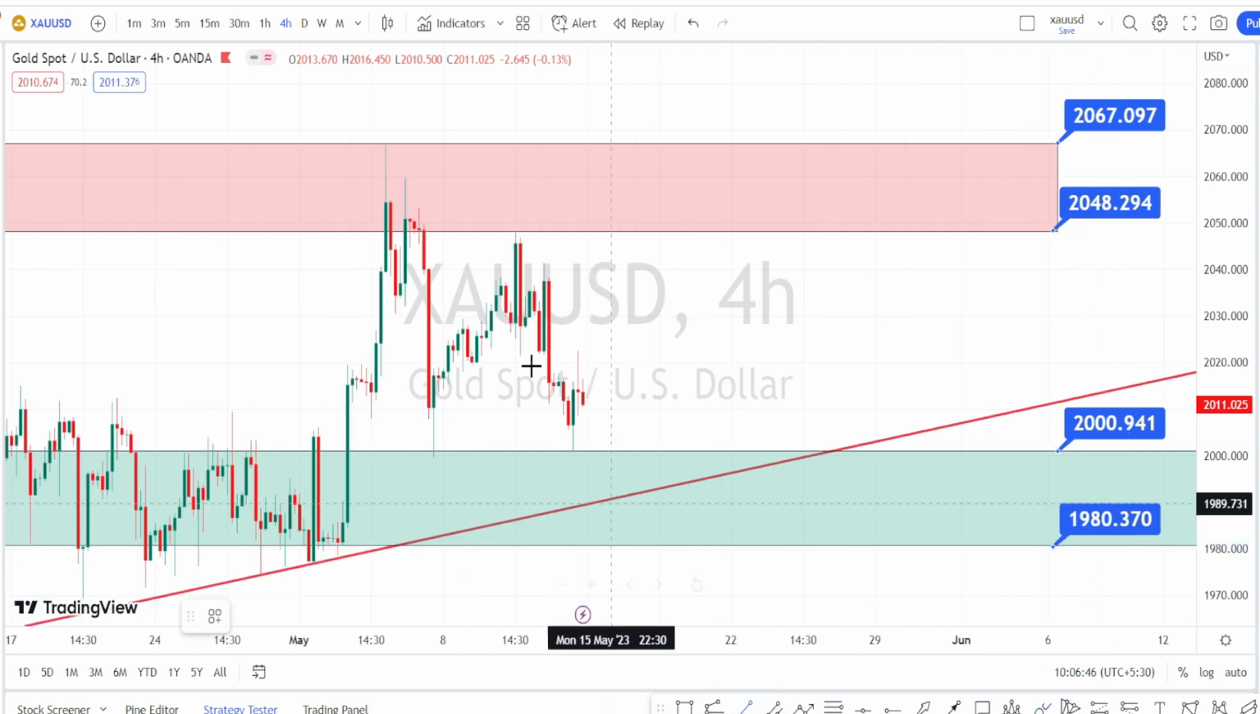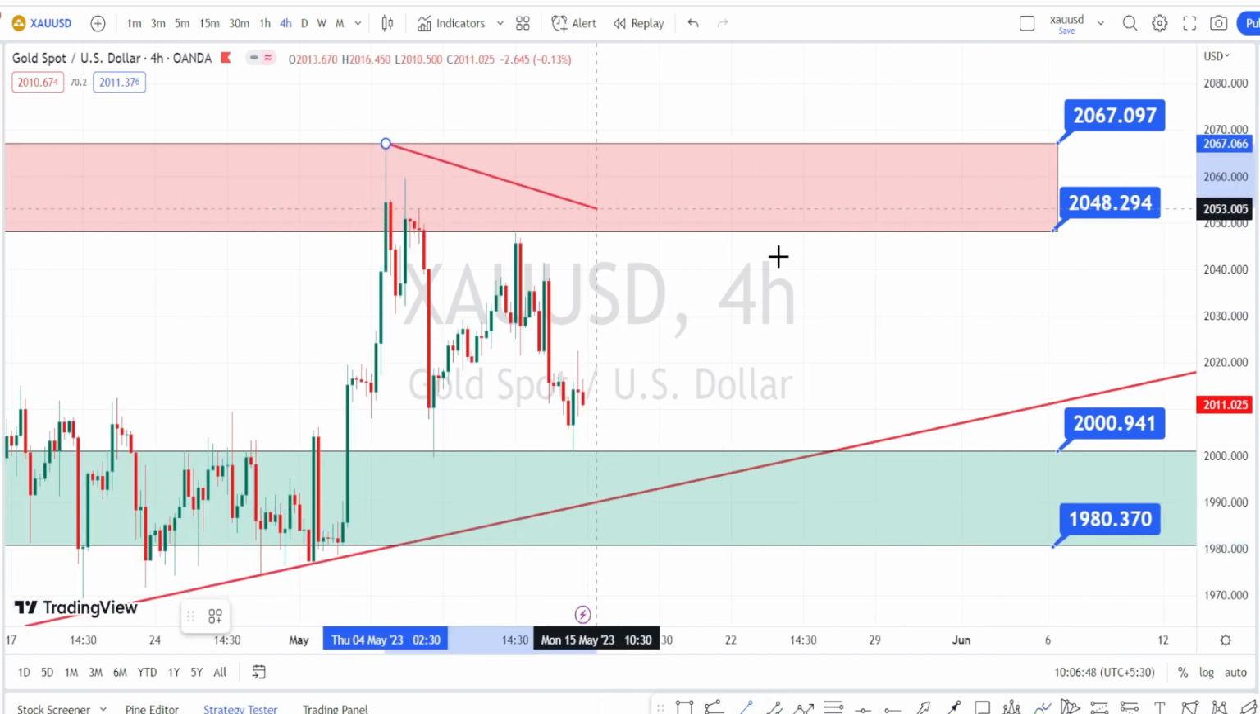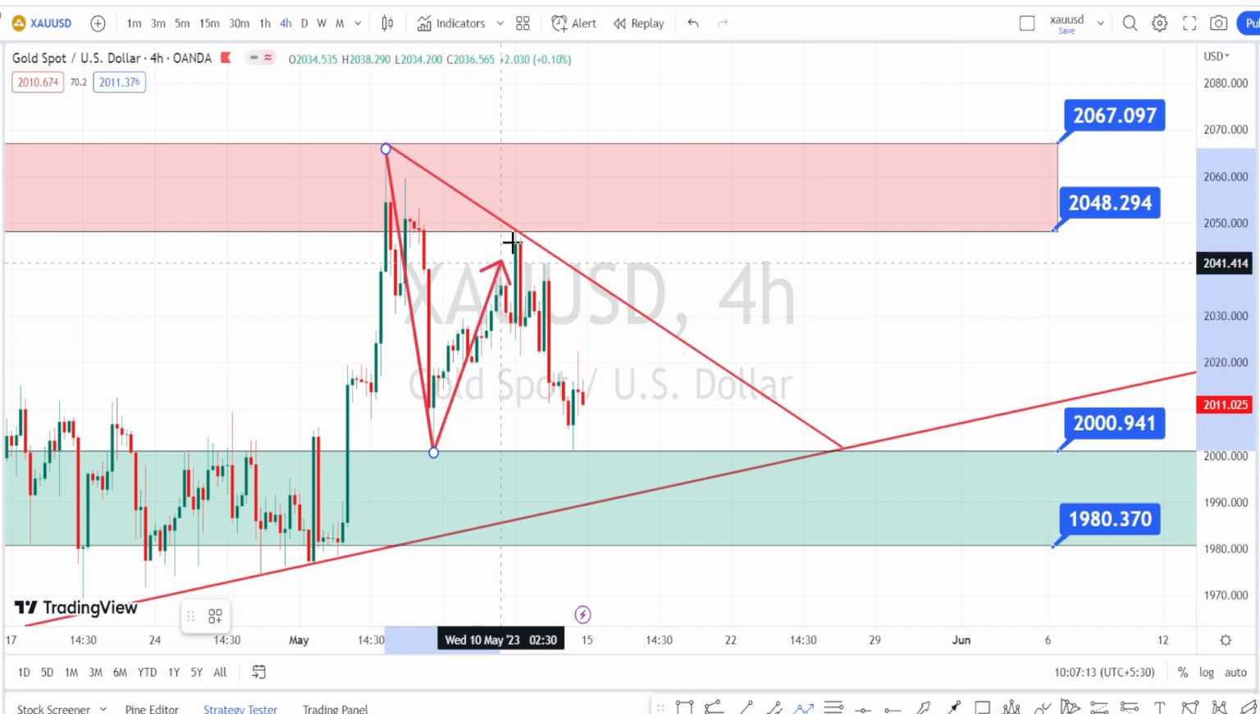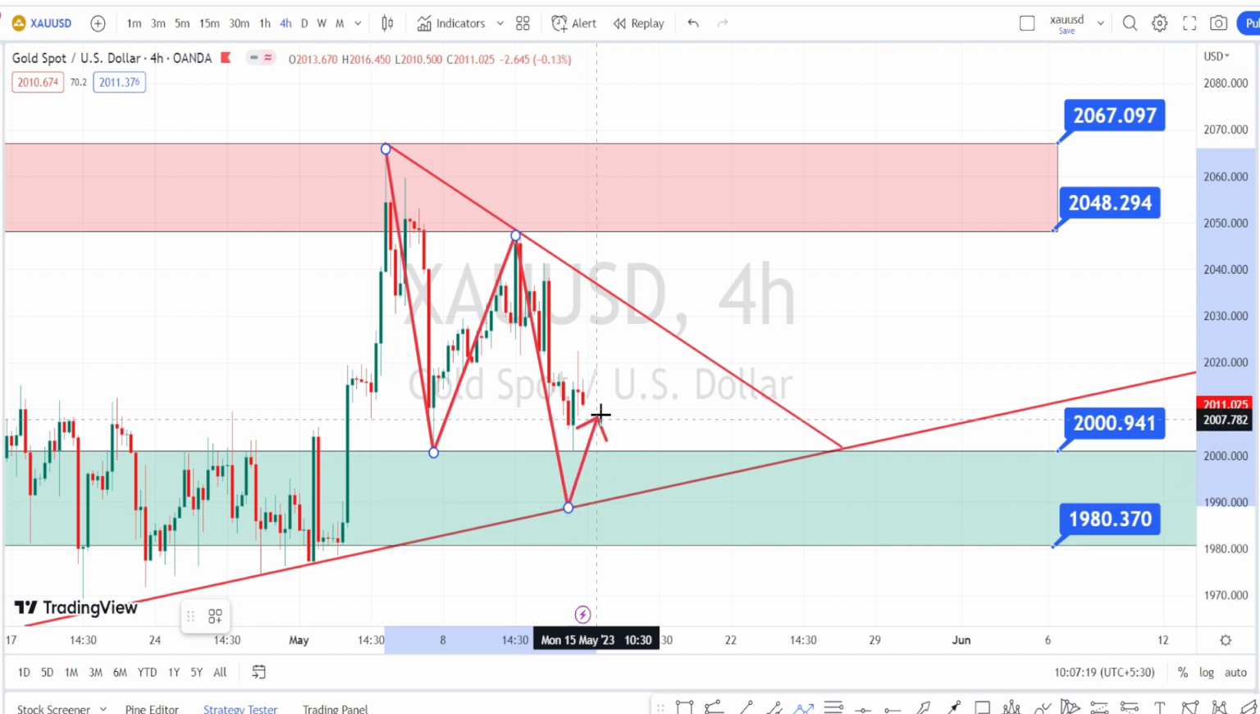And the current trend of the price action for 4 hours time frame is in a bearish trend. I am drawing the resistance line over here, and if the bearish trend continues, we can expect it to take support on the daily time frame trend line or the support line and to bounce back on the bullish side retracement in 4 hours time frame.